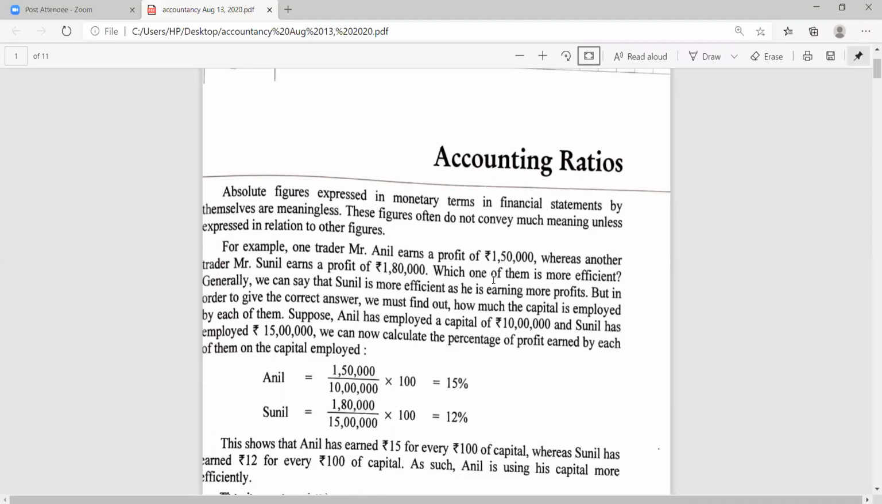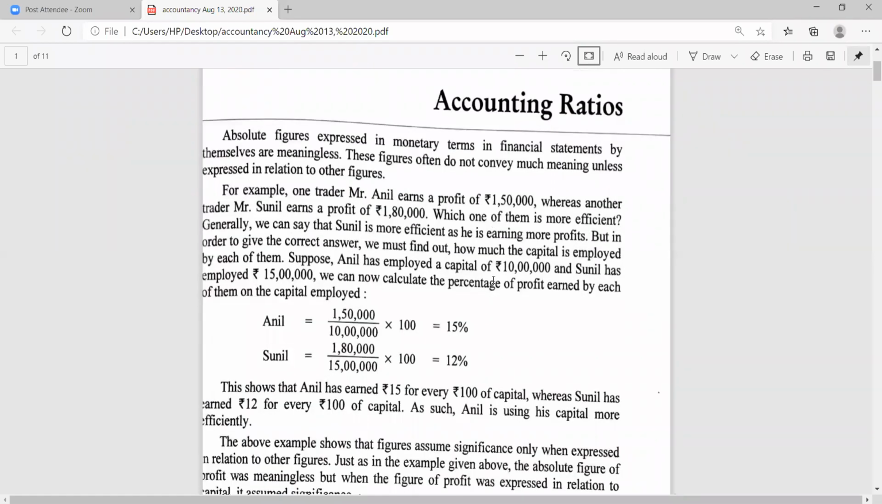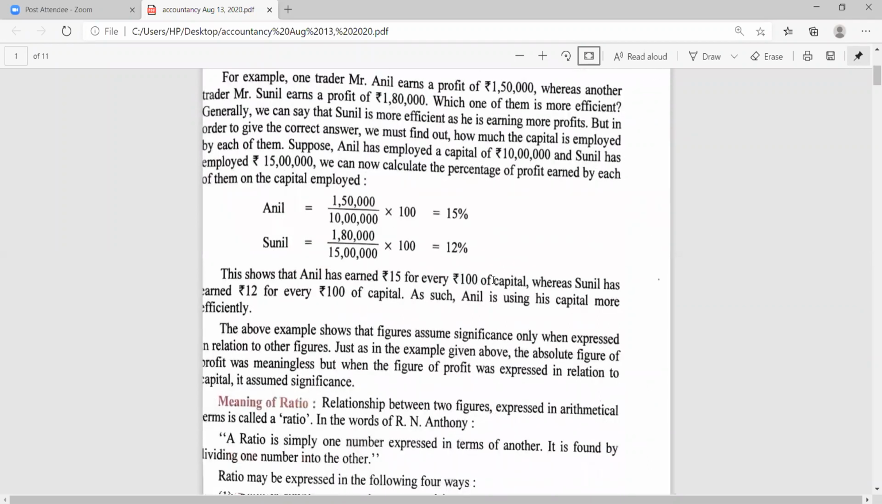It means if we look at the ratio, at a glance we can conclude. No need to make any calculation, no need to make any other analysis. At a glance you can conclude 15% is more than 12%, means Anil traders are having a good profitability or good rate of return on their capital invested than the Sunil trader, and they are using the capital more efficiently. We can conclude immediately at a glance. So ratios are meant for this only.